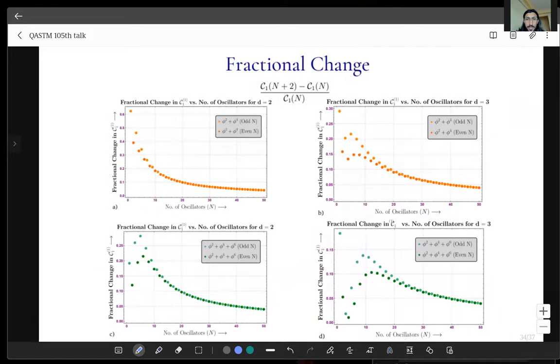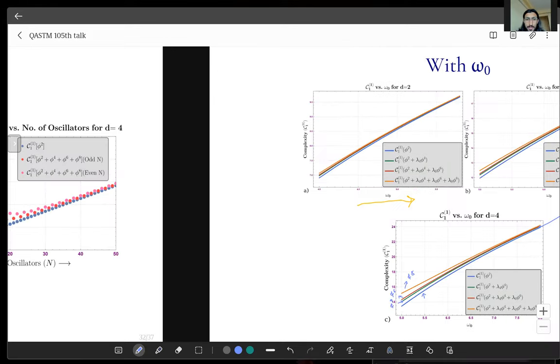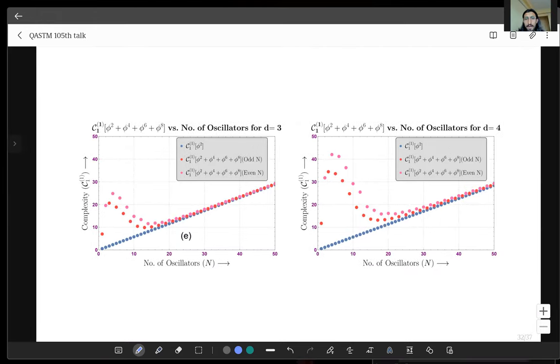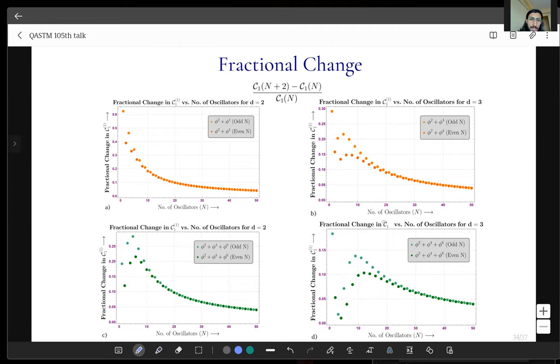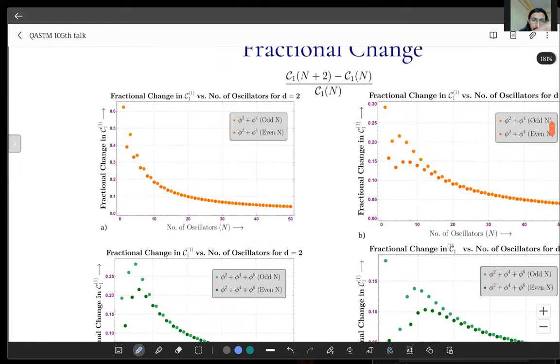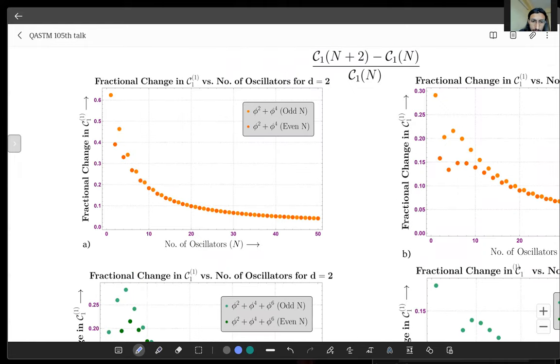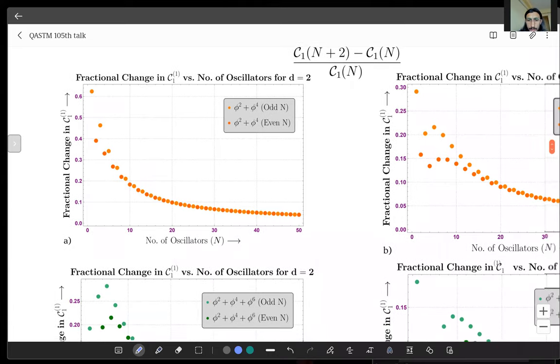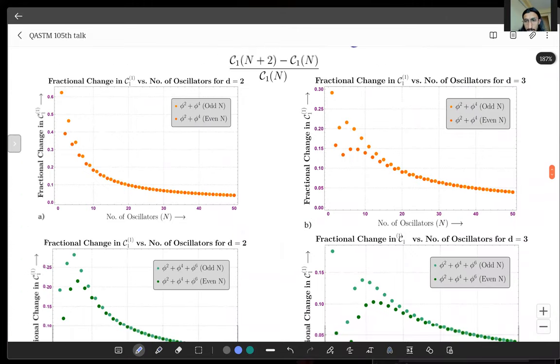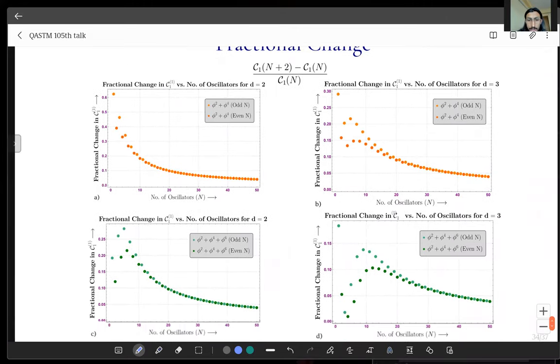And just to show the difference between even and odd, we have plotted the fractional change. The change between even and odd is large at first, but as n goes higher, they all become 1. We expect that for large n it converges, so that there's no change between even and odd. Similarly, we saw this for higher dimensions. And this is for when we have 5-6.